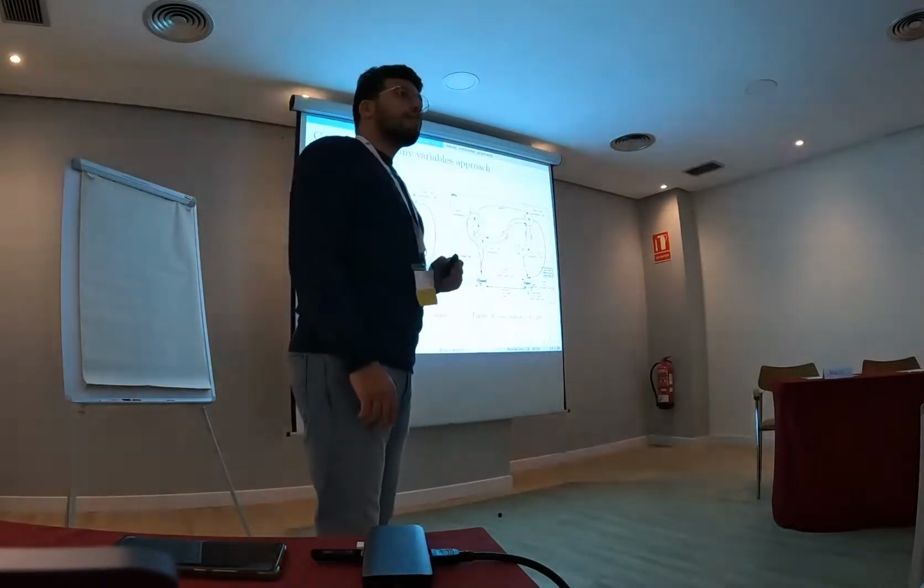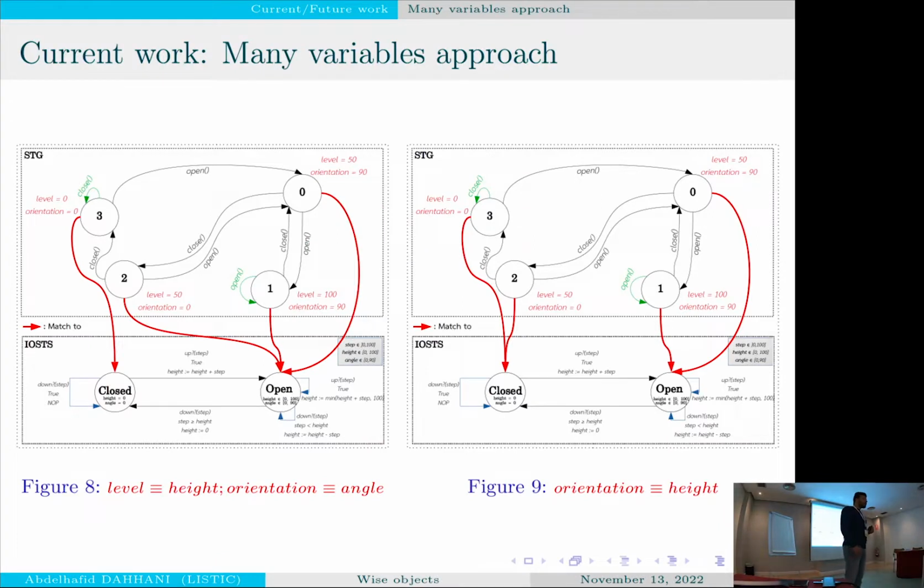Okay. So there are two possibilities for matching. Clearly the left one is better because you can match two variables, and the right side only one. So we should choose the left side. Here he's finding that level is equivalent to height and orientation is equivalent to angle, and here he found just orientation is equivalent to height. So it's deeper than that. In detail, we are searching the combination. We are trying to maximize the combination of matching.